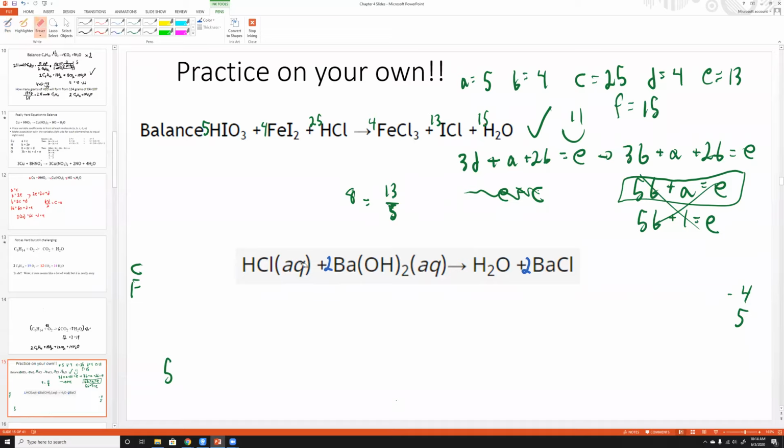So here's what you do. First, whenever you see an acid and a base neutralization, the way you notice it is you see a hydrogen in the front.